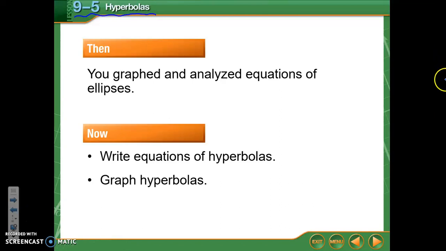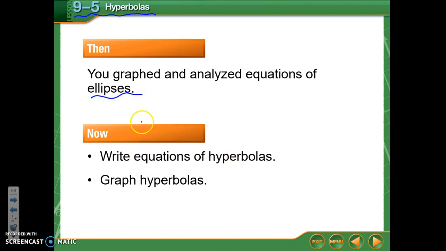All right, hello and welcome to the last conic section, which is hyperbolas. We're probably going to do one more section of this chapter, practicing identifying the different sections, but this is the last specific one we're going to study, which is hyperbolas. So we've talked about parabolas and circles and ellipses. That's what we talked about last time.